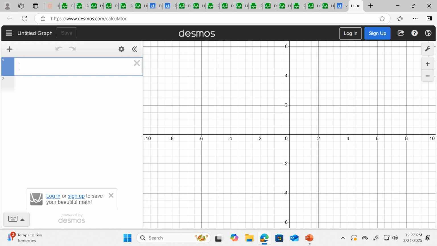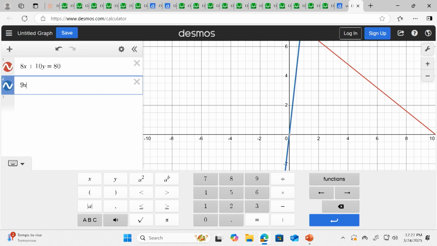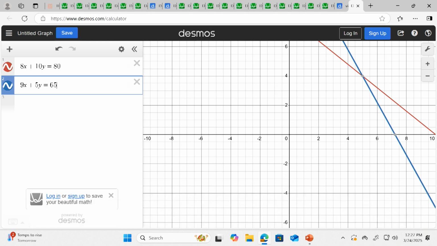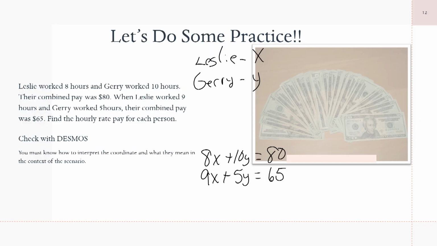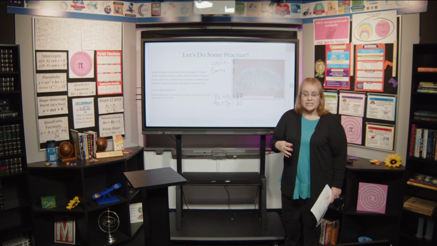So I'm going to put my two equations in. I've got 8x plus 10y equals 80, which was our first. And our second was 9x plus 5y equals 65. I see 5, 4 is my intersection. 5, 4. So let's take that and go back and see what the context of this passage means when I have a solution set of 5, 4.